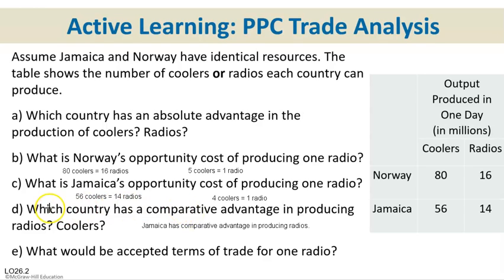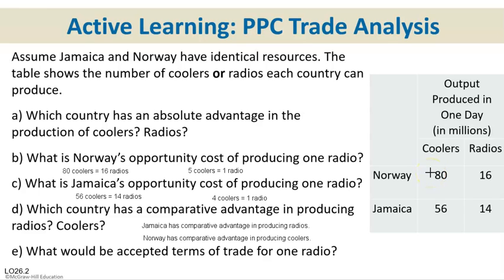The next thing is, which country has comparative advantage in producing coolers? Well, to find that, we could go back and solve for the opportunity cost of producing one cooler, and then choose the country that has the lower opportunity cost of producing one cooler. Or, keep in mind that one country cannot have comparative advantage in producing both. If you go back and you did the math, you would see that this is true. If Jamaica has comparative advantage in producing radios, it means that Norway will have comparative advantage in producing coolers.